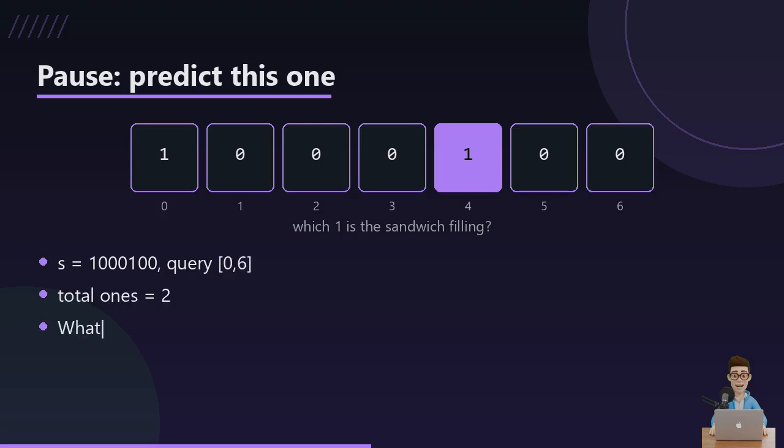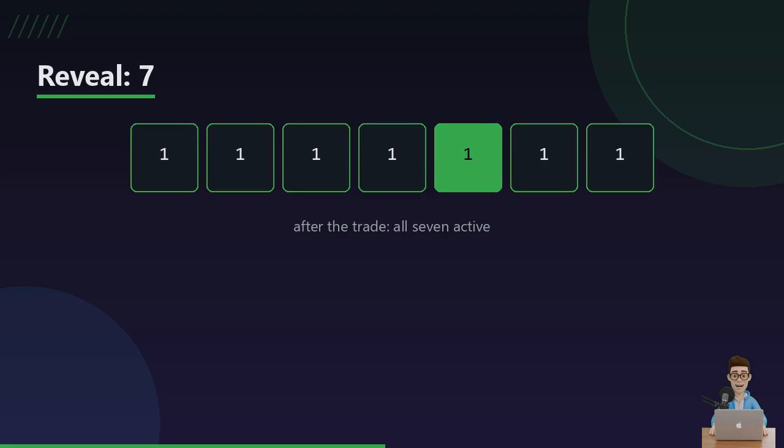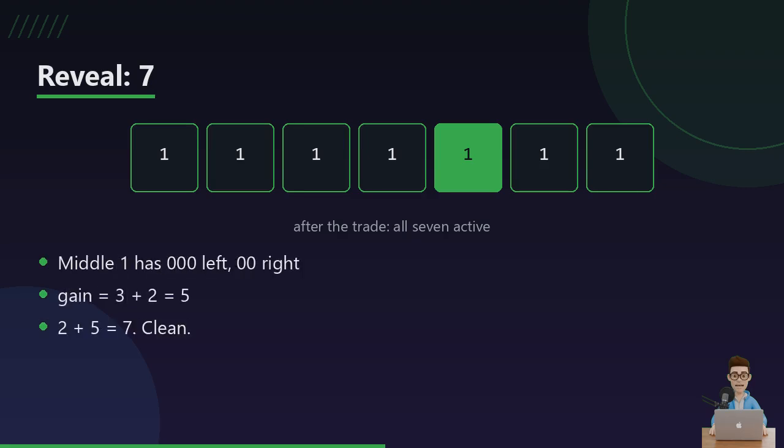Pause the video. The string is 1000100 and you can trade on the whole thing. Two ones already exist. Find the best 010 sandwich and add its gain. What number do you get? The one at index 4 is hugged by 3 zeros left and 2 zeros right. Gain of 5. Add the two existing ones and you get 7. There's the pattern doing all the work.